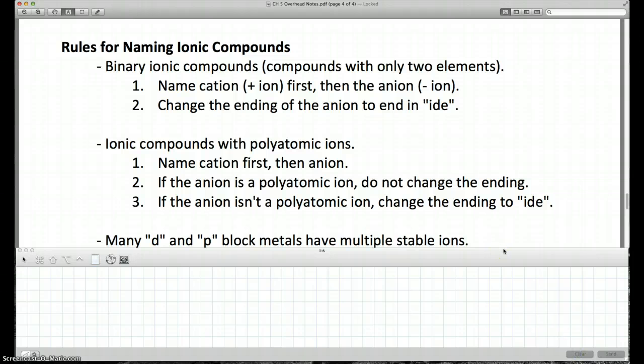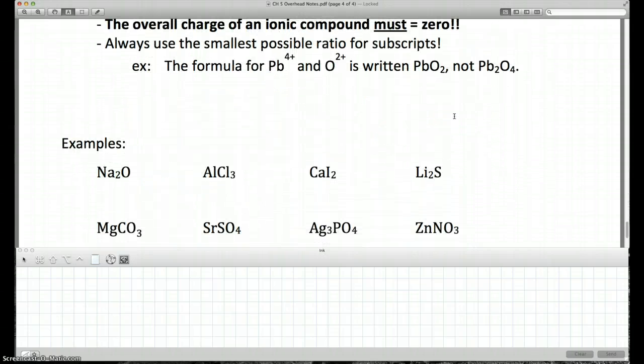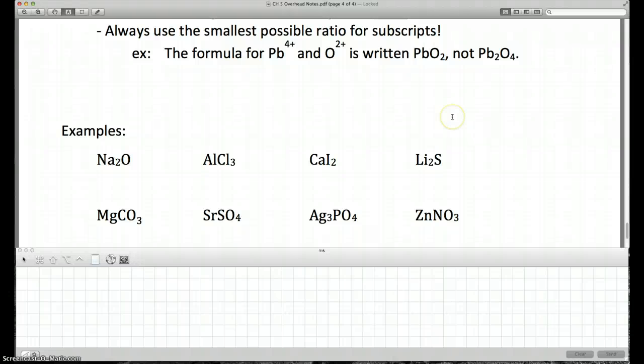Here's some rules for naming ionic compounds. Binary ionic compounds, basically just 2 elements. You name the positive one first, the cation, then the anion. And the ending of the second one, the anion, becomes IDE. So that's pretty straightforward. I'm going to skip down to a couple examples here.